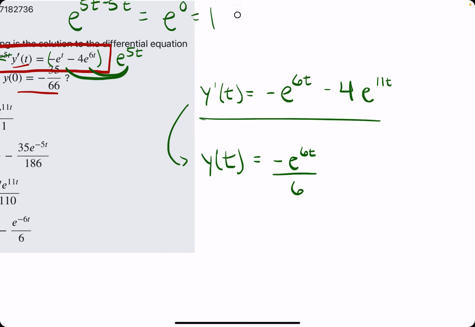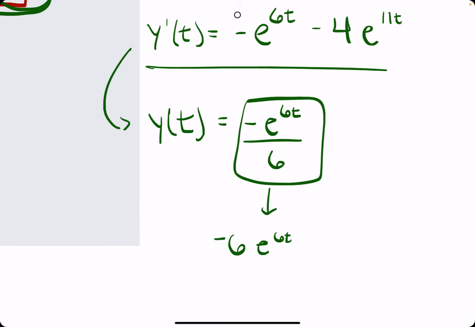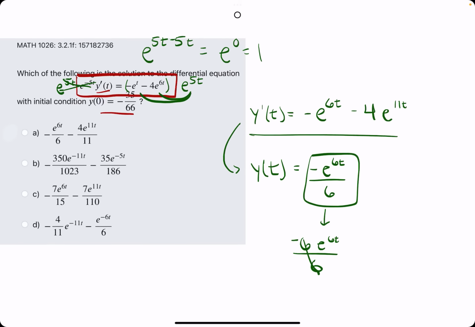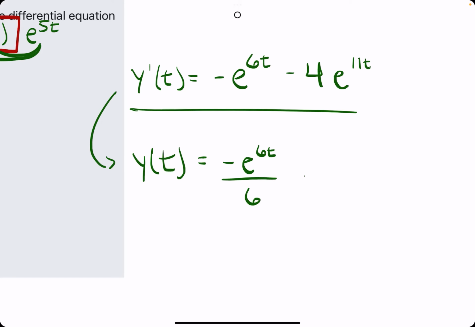The idea is that we're dividing by 6 so that if we took the derivative of this, it would simplify to what we had up there because of the chain rule. The derivative of 6t is 6. So if we took the derivative of this, we'd eventually bring out a 6 in front of the e term. So that's why we divide by 6 to cancel the 6's, leaving us with just negative e to the 6t over 6.